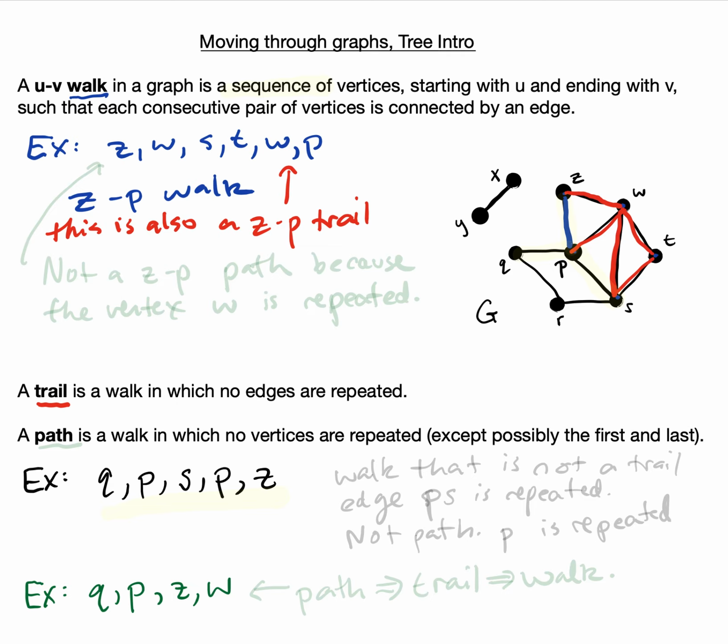If we want to further restrict that we cannot repeat vertices, then that's a path. So a path is a walk in which no vertices are repeated, except possibly the first and last. We'll see why that is an exception later. So a walk in which no vertices are repeated. And so we see that this is not a ZP path, and it's not a ZP path because the vertex W is repeated.